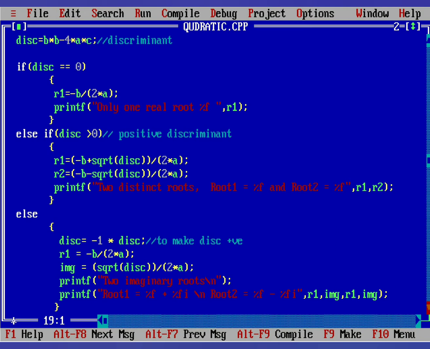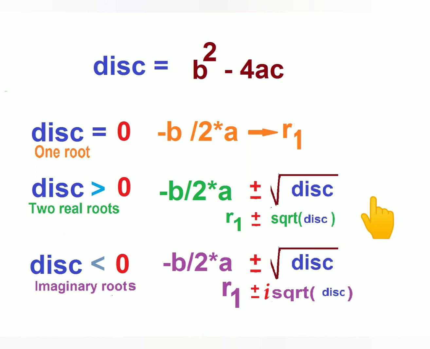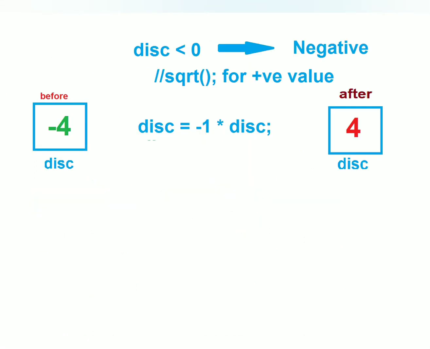Here the discriminant is less than 0, that is a negative value. So we cannot take the square root of this negative value. So what we have to do is make it positive. To make it positive, I multiplied the disc by minus 1 and stored it in the disc itself. So now disc is replaced with a positive value. Let's take an example. Before executing the statement disc equal to minus 1 into disc, let the value be minus 4. So when it is multiplied with minus 1, it becomes 4.